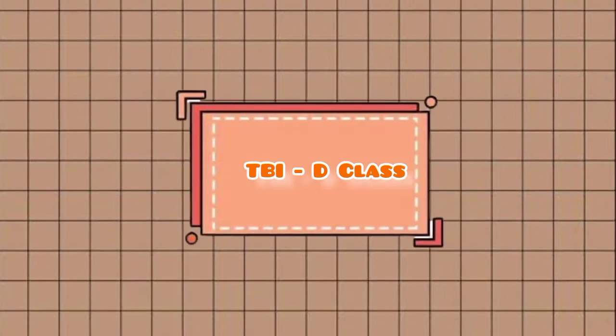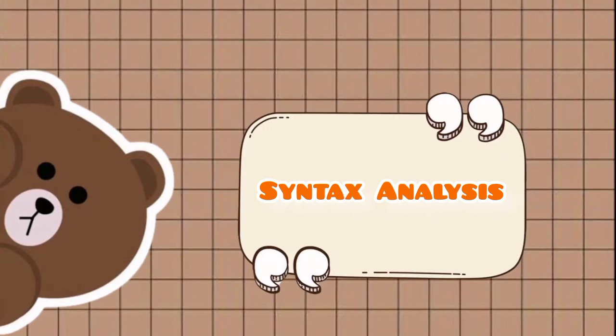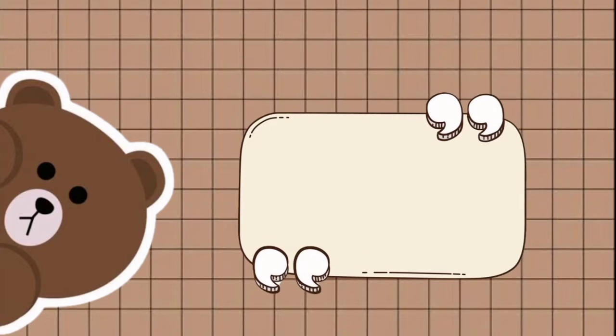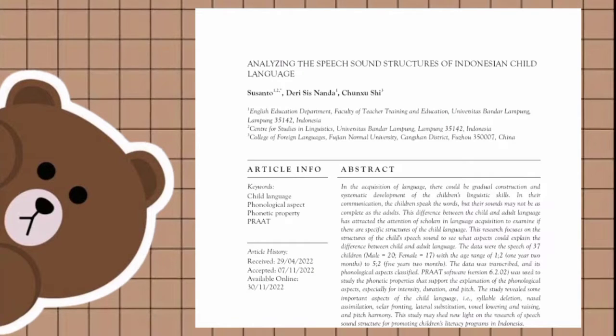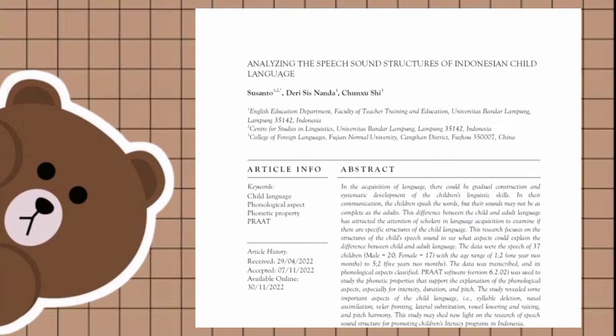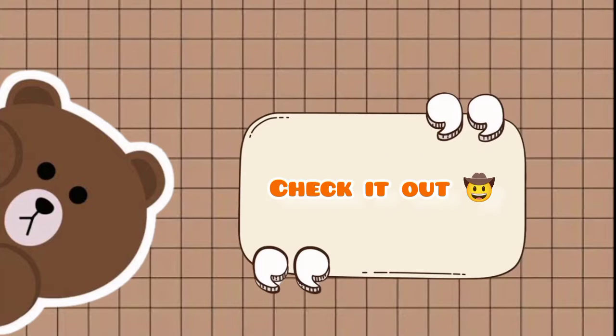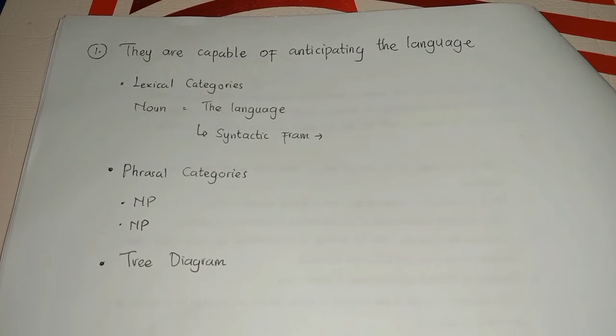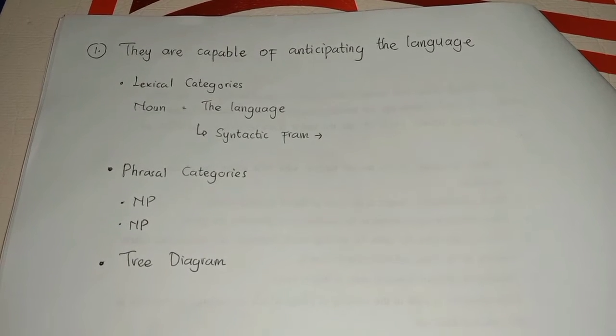I'm from TBID class. In this video, I would like to analyze lexical categories, phrasal categories, and tree diagrams in 7 sentences. I took the sentences from the Okara Journal under the title Analyzing the Speech Sound Structures of Indonesian Child Language, arranged by Susanto, Darisisnanda, and Chun Susi. Let's check it out. For the first sentence: they are capable of anticipating the language.